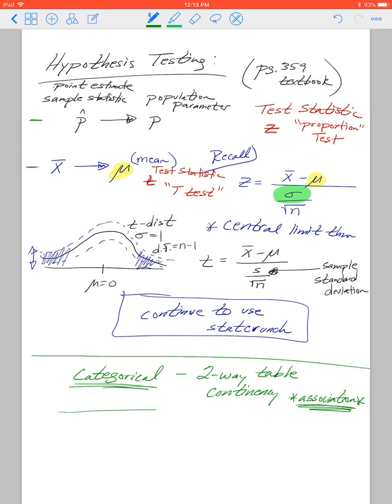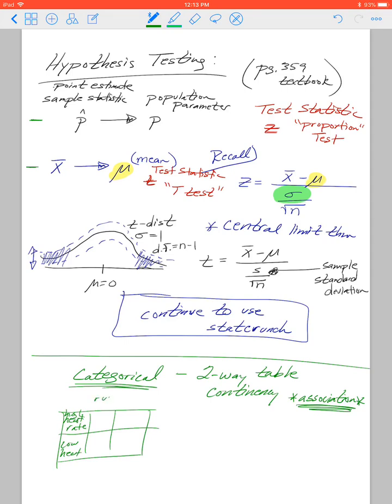So, you may have something like a two-way table where you have your numbers going on, right? Like, I don't know, maybe I have heart rate, high heart rate, low heart rate.